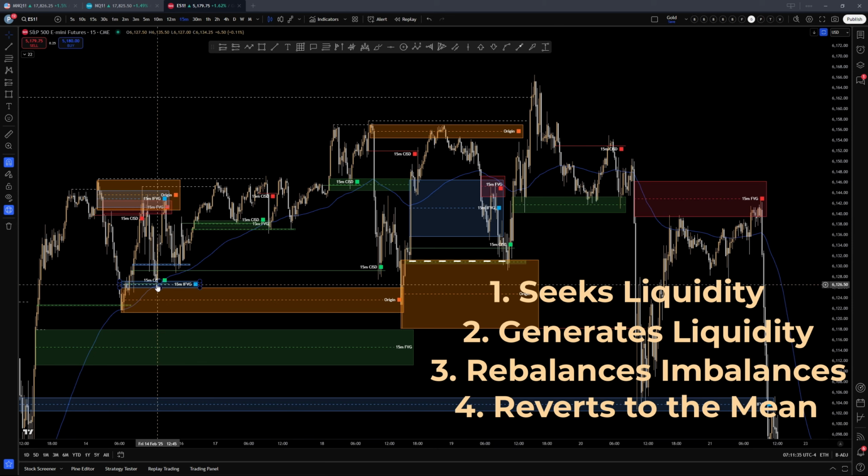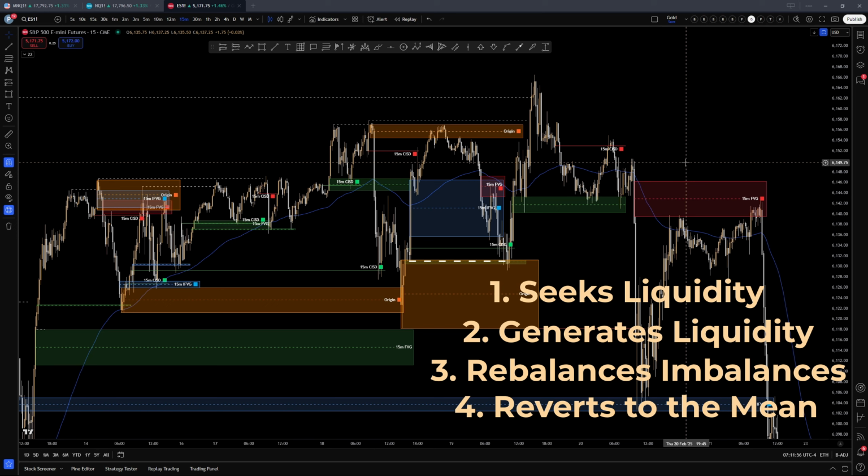take liquidity, and then revert to the mean, and so on, right? And we can see that many times it's reverting back to the sort of average, fair, reasonable, whatever you want to call it, price. Okay? So we have seeks liquidity, generates liquidity, rebalances imbalances, and reverts to the mean.